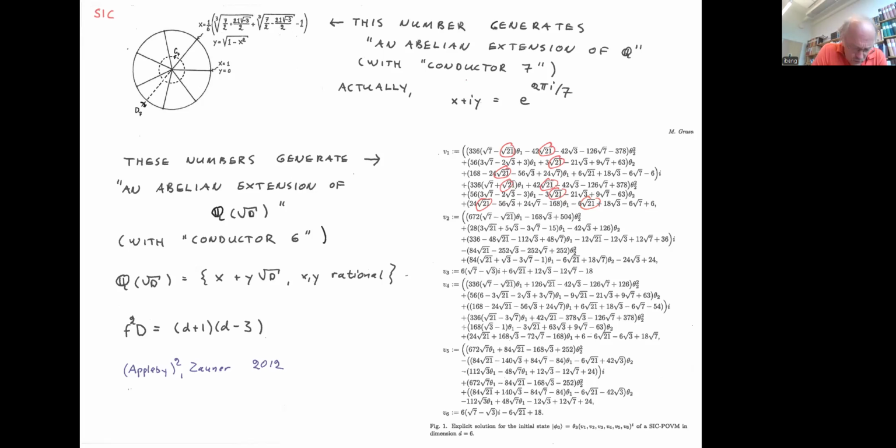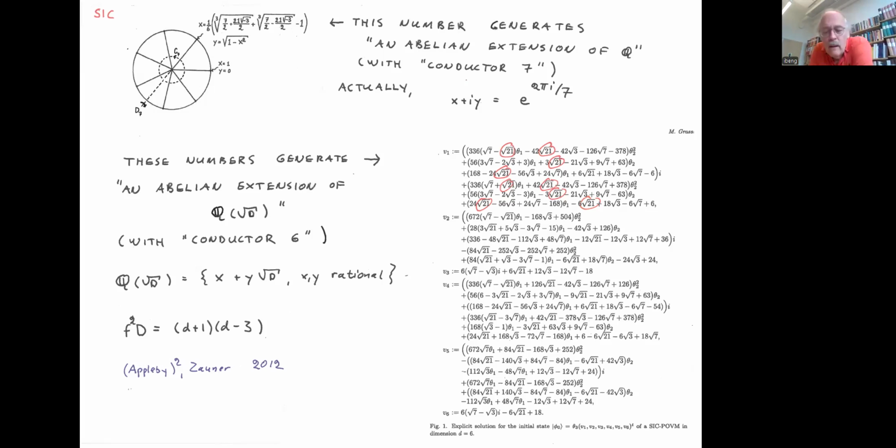I'm not going to go into, given the time constraints, what abelian extension actually means, but it has to do with the Galois group of the field extension. Moreover, the particular quadratic field, if you look here, this is dimension 6, the square root of 21 occurs all over the place. Actually, what these people found when they analyzed the available numerical solutions, exact solutions, was that the quadratic field relevant for a SIC in dimension d was always given by this integer: d plus 1 times d minus 3. This gives you capital D, the integer that determines the number field that you're interested in.